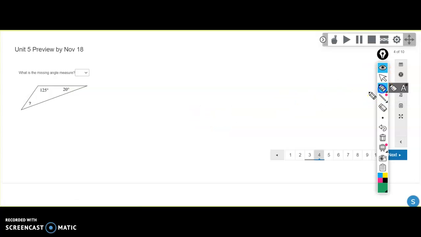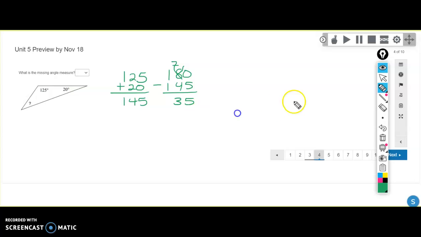Okay, another one with the triangle sum theorem. So I'm going to add 125 and 20, and get 145. I'm going to subtract that from 180 because I know all of the angle measures add up to 180. Got to borrow. And I get 35. So let me drop down my menu here, and 35 is an answer choice.